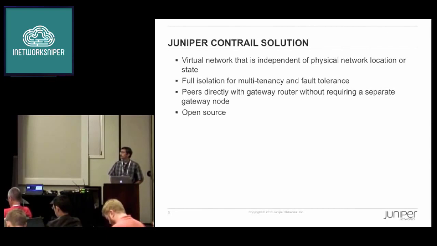Any changes in the physical network do not affect the virtual networks, and there's full isolation of the tenants. So failures or misconfigurations in one tenant do not affect other tenants, and addresses are private per tenant. And failures in the virtual domain don't propagate into the physical domain. And we are able to peer directly with a gateway router in a cloud data center. So we don't need a separate gateway node in order to be able to bridge between the virtual world and the physical world.